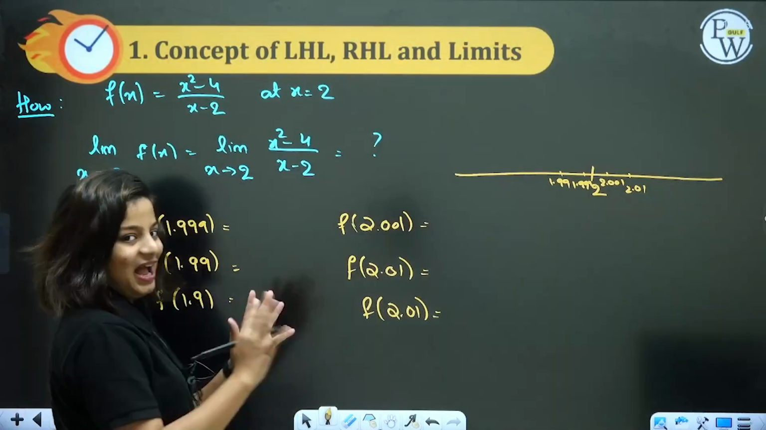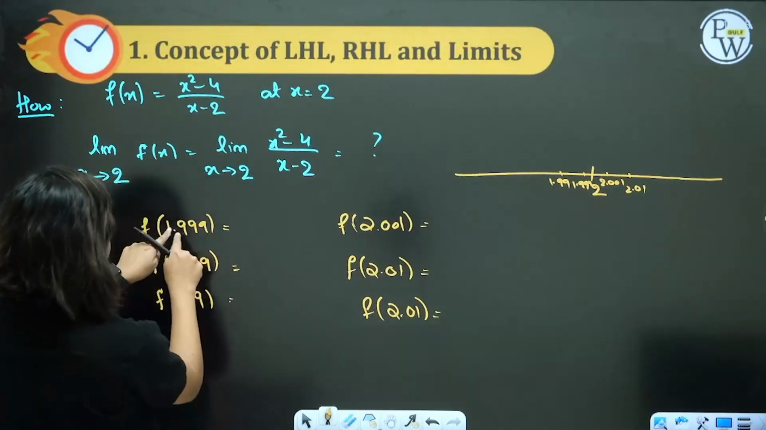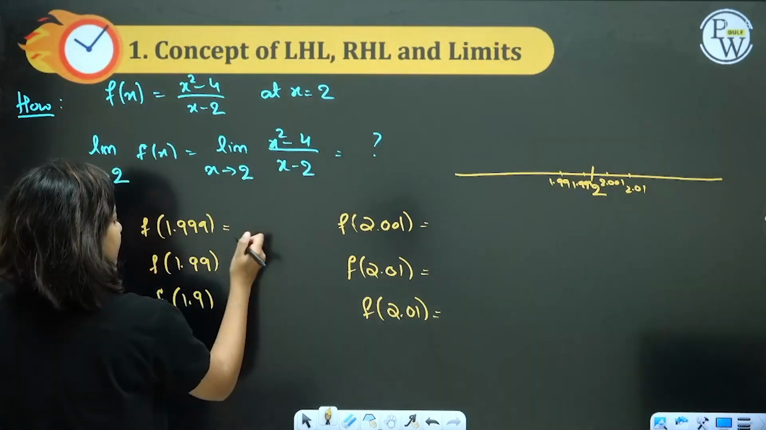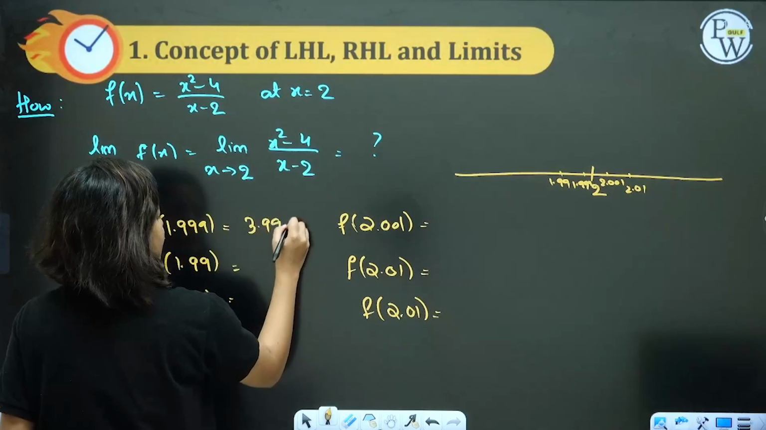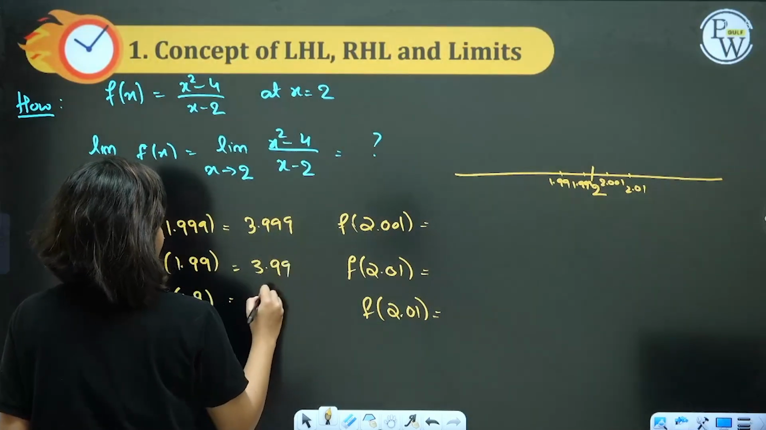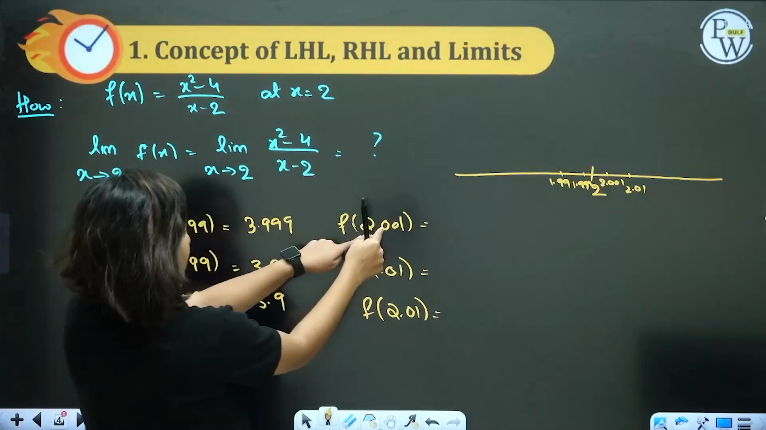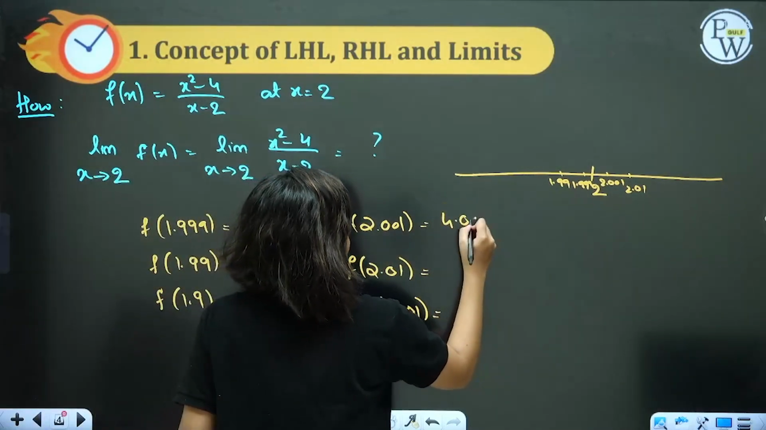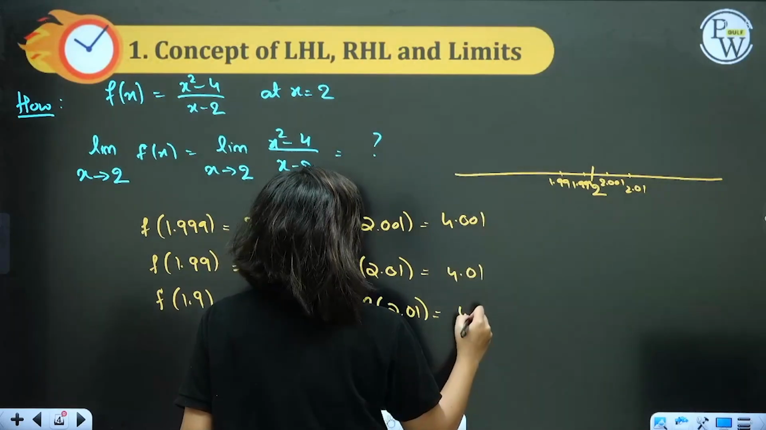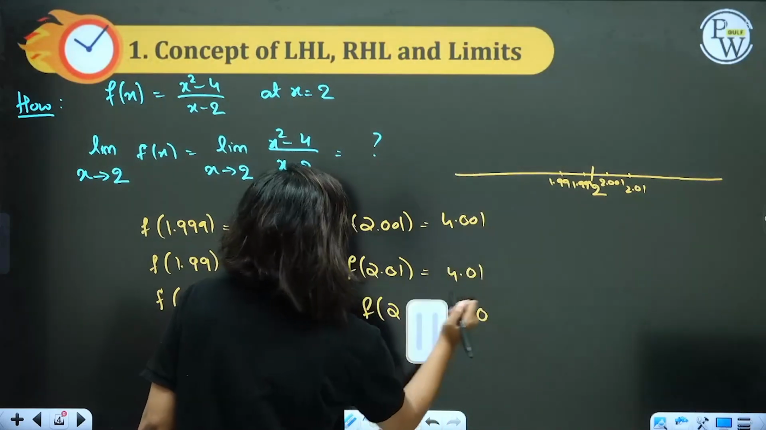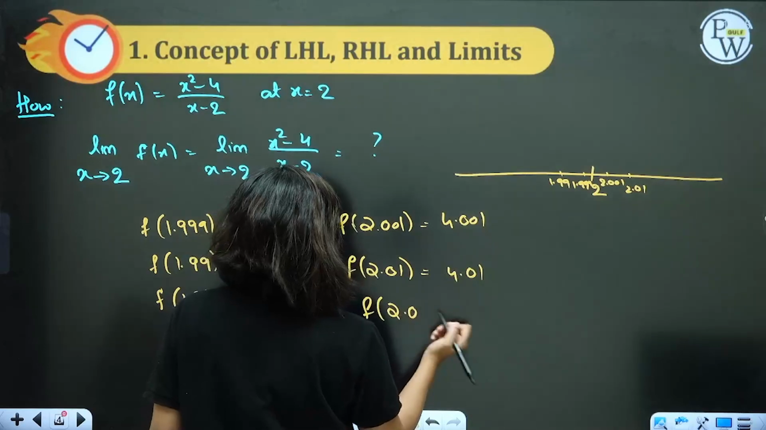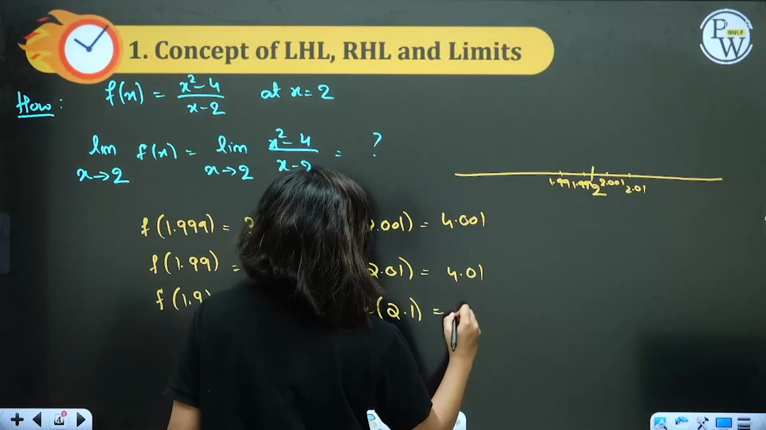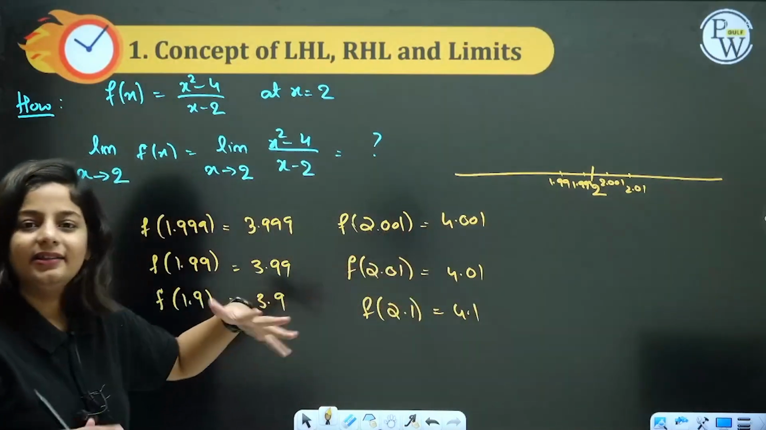And I have not calculated it actually, but what you will do is put x as 1.999 and get the answer. Let's say the answer is 3.999. Here it's 3.99, here it's roughly 3.9. And when you put x as 2.001, you get the answer, let's say 4.001, 4.01, 4.1. Let's say this is how you're getting the value.